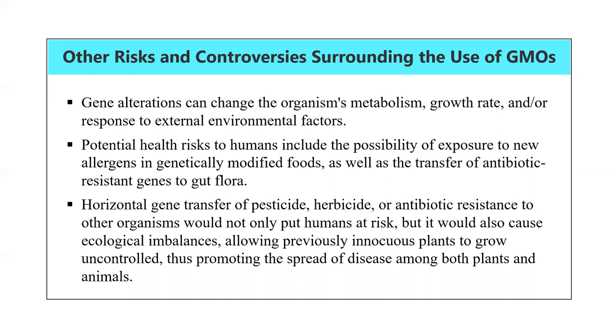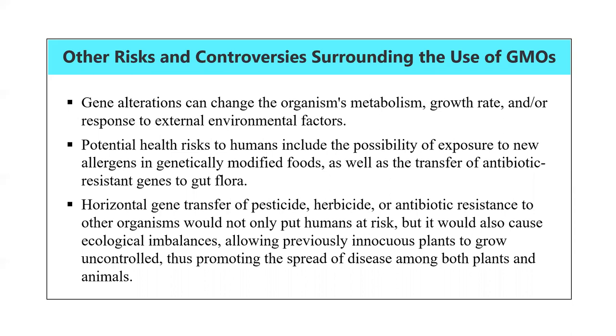So gene alteration can change organisms' metabolism, growth rate, and or response to external environmental factors. And potential health risks to humans include the possibility of exposure to new allergens in genetically modified foods, as well as the transfer of antibiotic resistance genes to gut flora. Okay, so this is very dangerous because if it happens that antibiotic resistance genes are transferred among us, regardless if we medicate ourselves with some antibacterial drugs, well, our body could no longer respond because what is contained inside our body are already these types of bacteria which are resistant to antibacterial drugs.